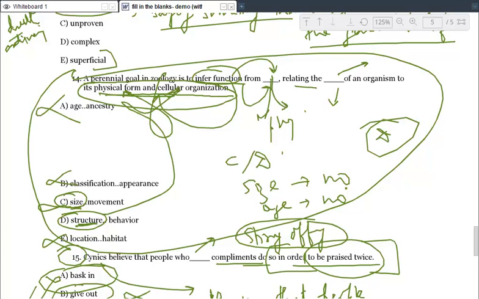C is not the right answer. D is the right answer. Size is a numerical number. Structure is not. Structure is the physical thing.